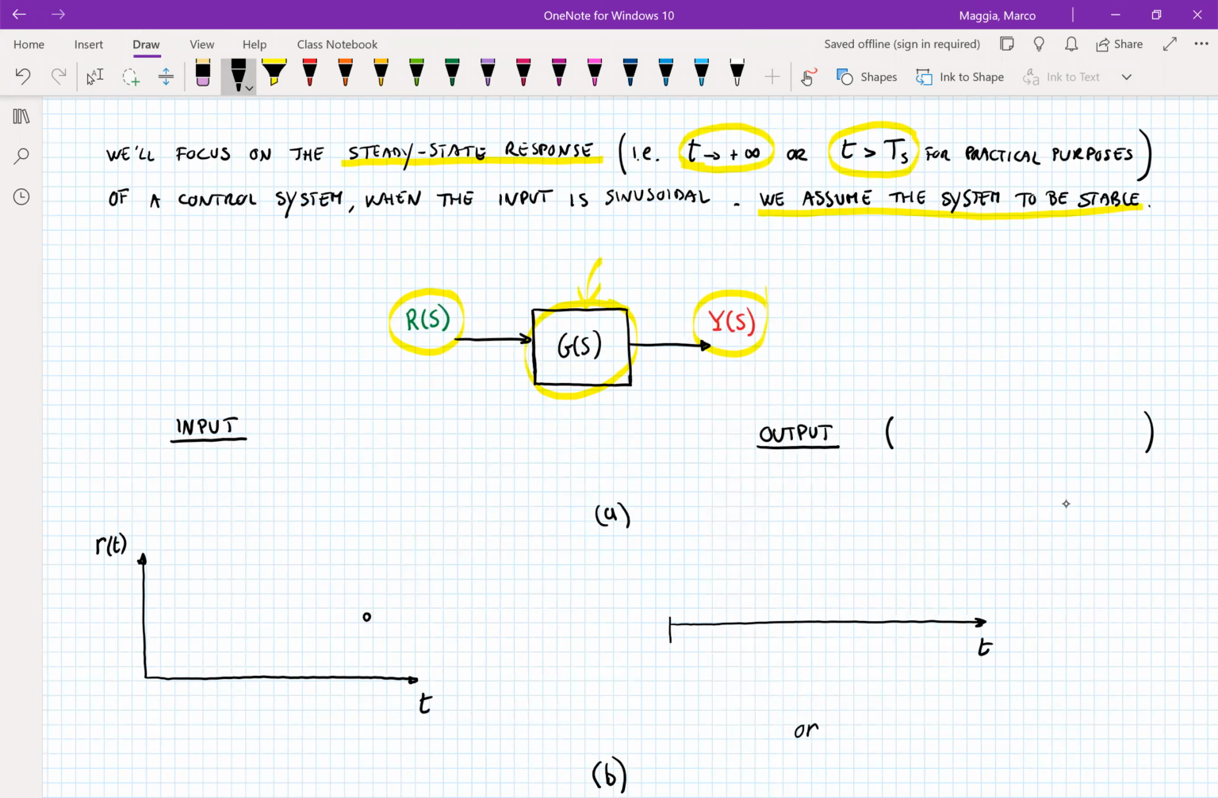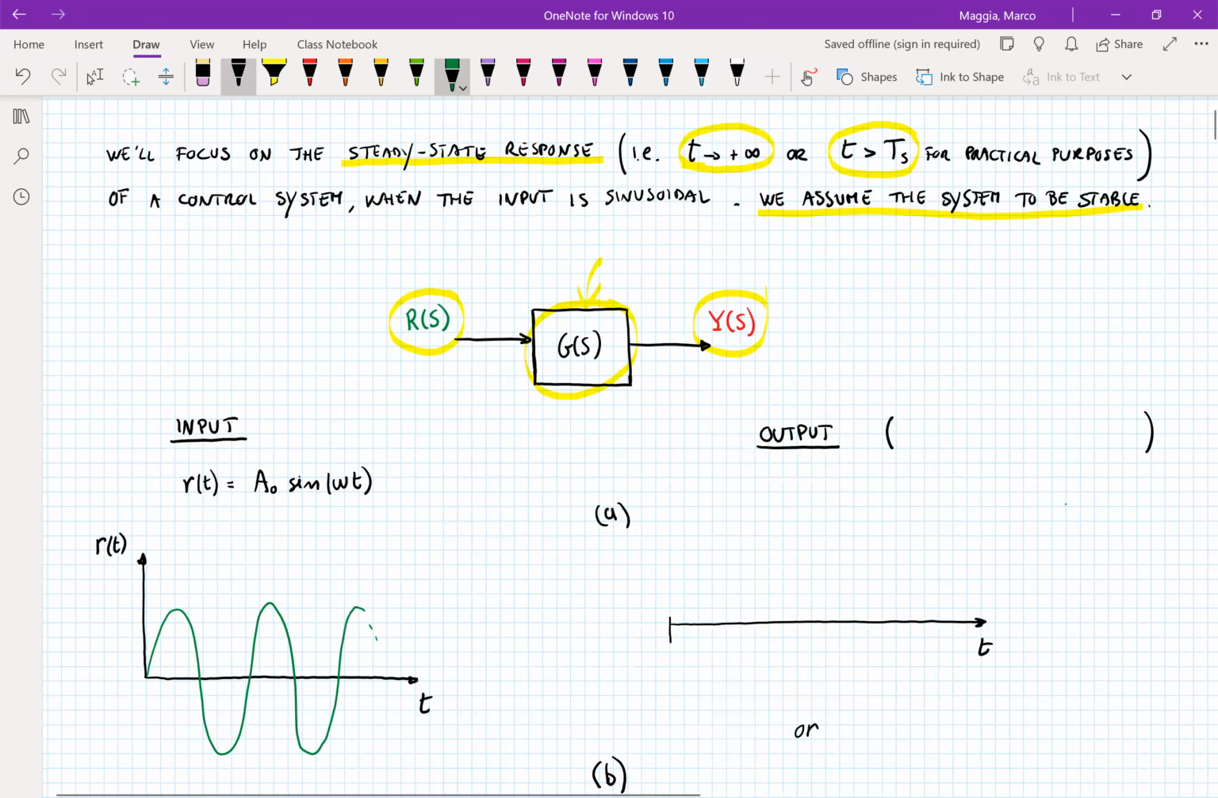Okay. So as I said, the input is going to be a sine wave. So in the time domain, and I'm going to do this in the time domain because when we plot functions, it makes more sense to visualize things in the time domain. So r(t) is a sine wave. The amplitude of such sine wave is A0, and the frequency is omega. So A0 is the amplitude, and then the period is given by 2 pi over omega, where omega is the frequency of the sine wave.